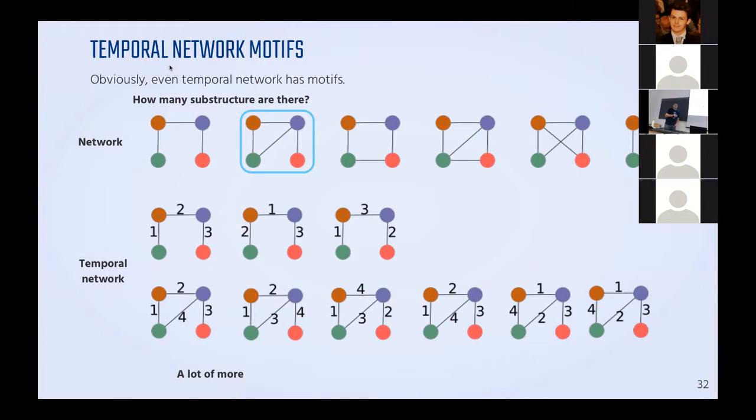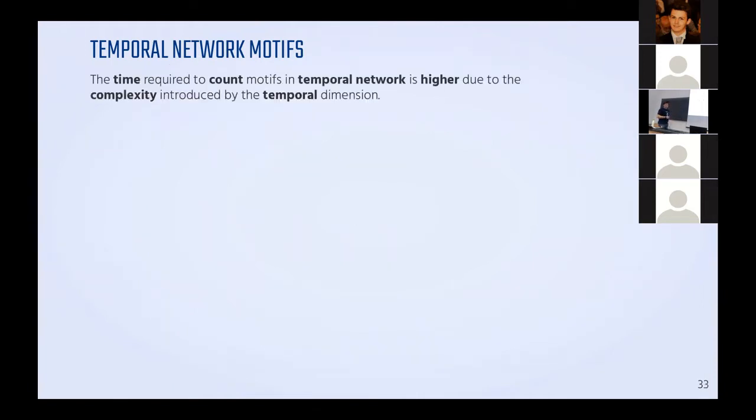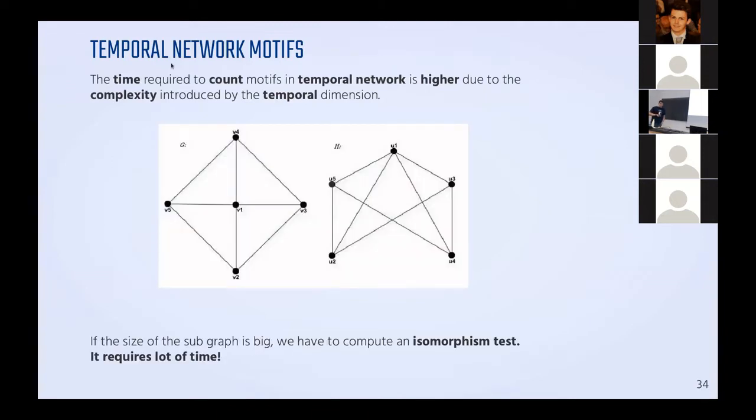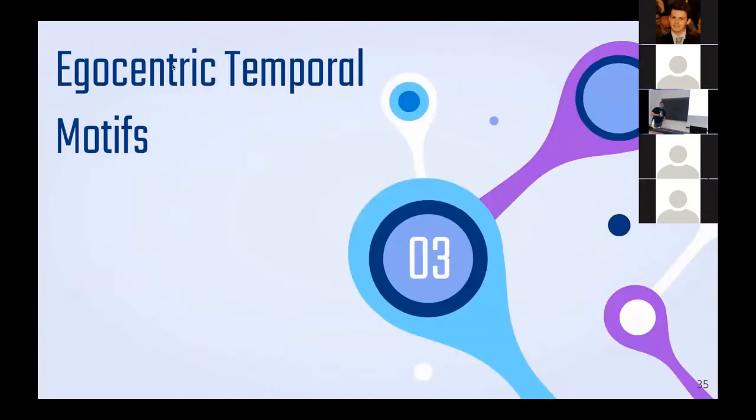And what does it mean? It means that we require a lot of time to compare similarities, I mean, to decide if the two motifs are the same. And this is an even bigger problem if the size of the graph and the size of the substructure grow. Like, for instance, those graphs are identical. The only difference is that you have a different naming of labels, but the graphs are identical. And so we have this huge problem.